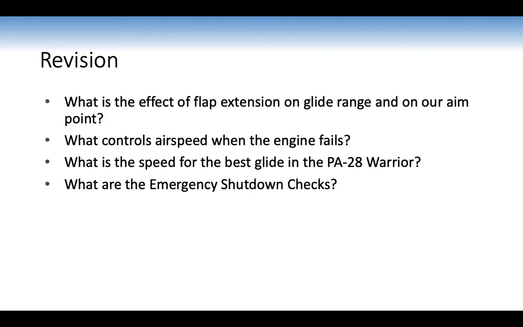What controls airspeed when the engine fails, power or attitude? Since we've got no power, our engine has failed, our attitude controls our airspeed. That's really important. It's just reiterating the pilot's lift formula. What is the speed for best glide in the PA-28 Orion? It's 73 knots. This is really important because this is the speed we need to maintain. It's the minimum drag speed and gives us the best range.